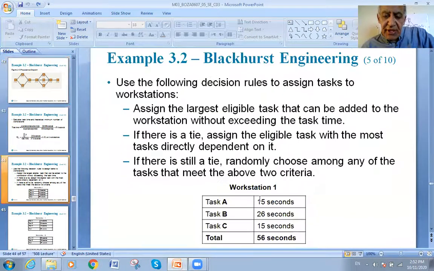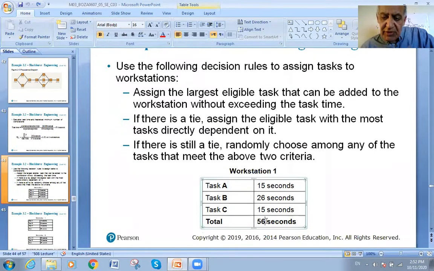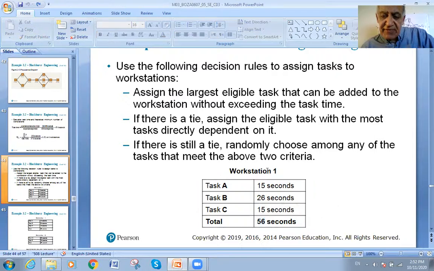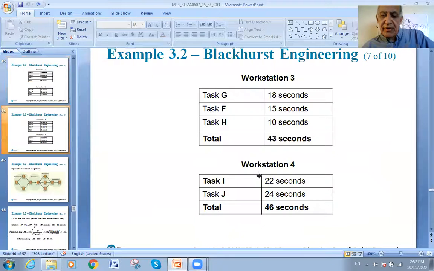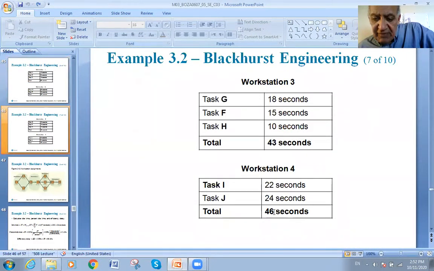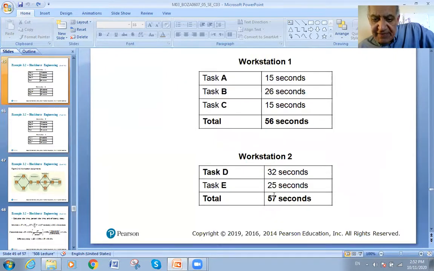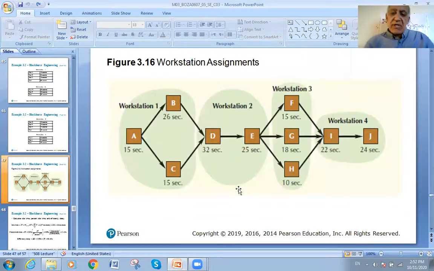Then I will put the number of seconds in front of each of them. This is given in the example. Task A was 15 seconds, task B was 26 seconds, task C was 15 seconds. All will come to 56 seconds. The same thing which I did for working station 1, I will do for 2, 3, and 4. Then I will take the largest number of them: the first one 56, the second one 57, the third one 43, the fourth one 46. The largest number of them is 57. Now look at the stations themselves.